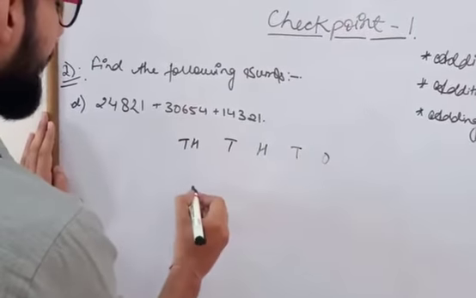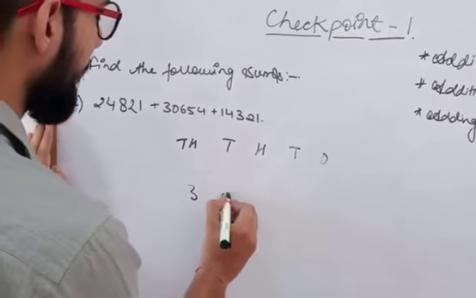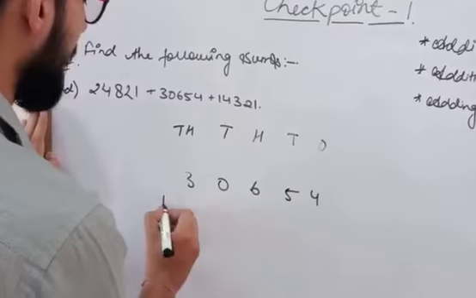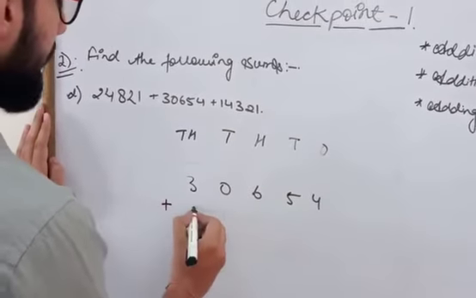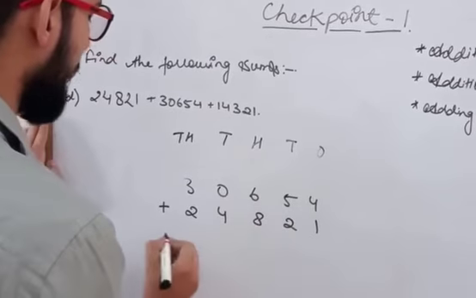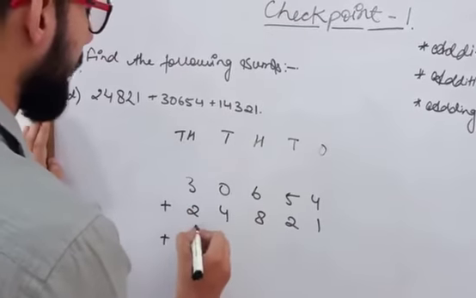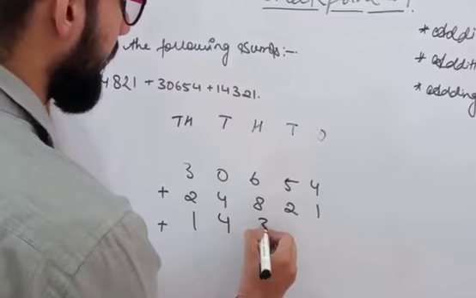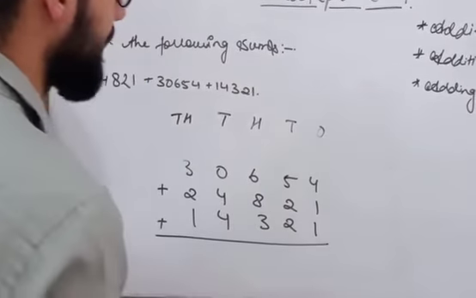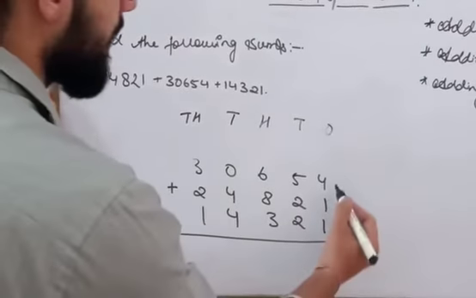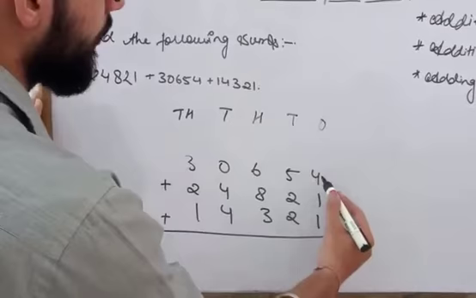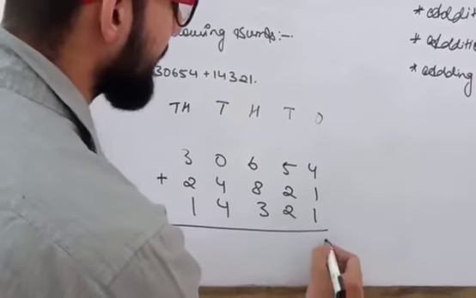The number we first write is 30,000, as it is the greatest one, 30,654 plus 24,821 plus 14,321. Now we will add these numbers. Okay, let's start. First we will add the numbers in the ones place. 4 plus 1 is 5, 5 plus 1 is 6.